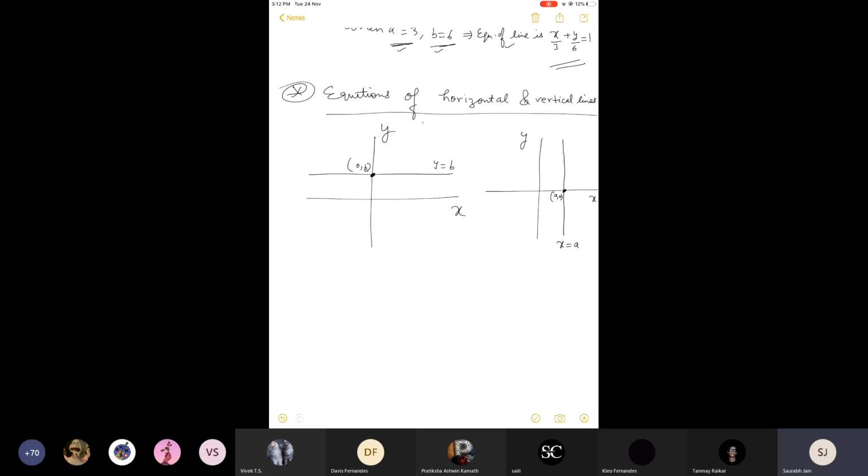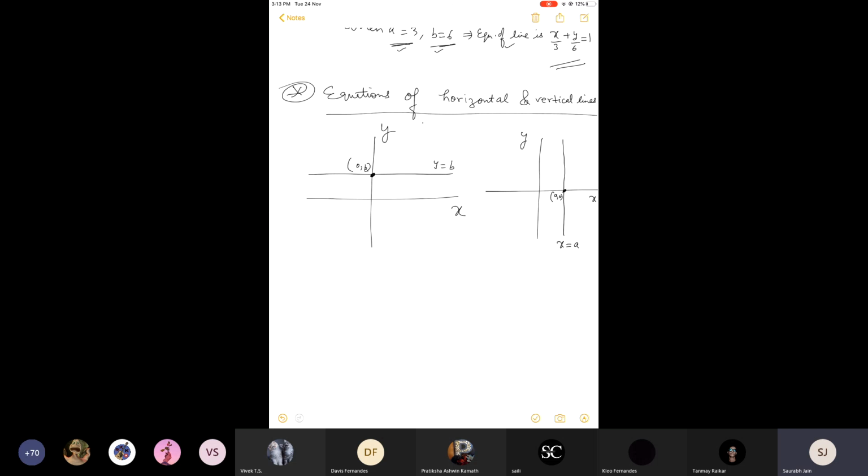Horizontal line y is equal to constant, vertical line x is equal to constant. And what is that constant? For a horizontal line, that constant is the y coordinate of the point which is on the y-axis as well as on the line. And for x is equal to constant, that constant is the x coordinate of the point which is on the x-axis as well as the line.